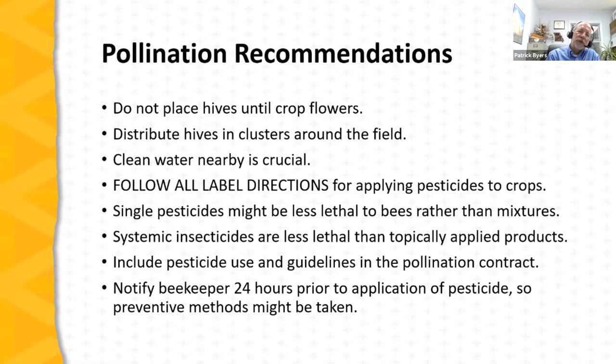If any pesticides are being applied to the orchard or in the vicinity of the orchard, you must follow all label directions to protect the bees. And bees are vulnerable not only to insecticides, but also to other pesticides, such as herbicides and fungicides. Keep in mind that single pesticides are likely less lethal to bees than mixtures, and systemic insecticides are less lethal than topically applied products. In other words, something that's applied that is less likely to contact the bee itself tends to be less toxic.